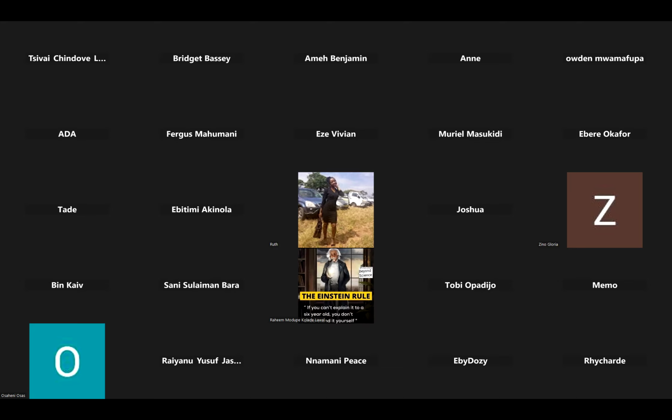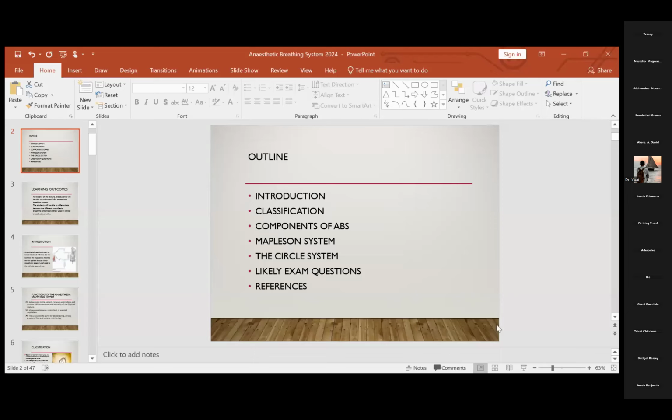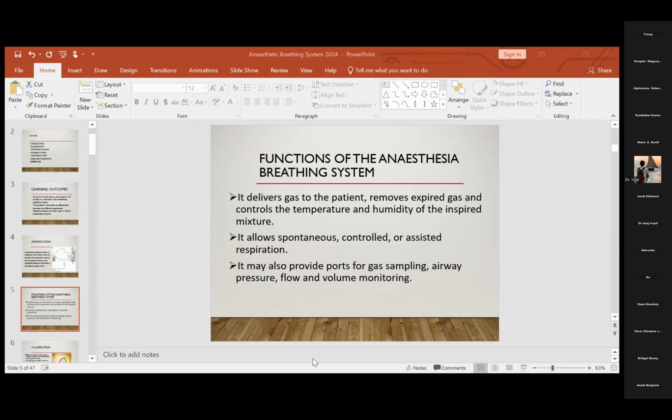Let me restart again. Okay, where are we? Can you see I'm on the outline now? Yes, we can see. Can you try to click on next to see if the slides are moving? Do you see learning outcomes? No, sir, we are still on the outline. What's happening today? I don't know. Can you click on the slideshow? I'm on slideshow. We are still on the outline, slide number 2. My God. Yeah, it's now moving. We are on the functions of the anesthesia breathing system.